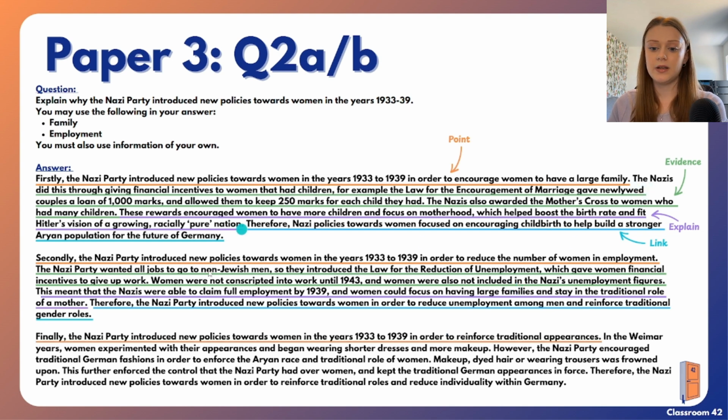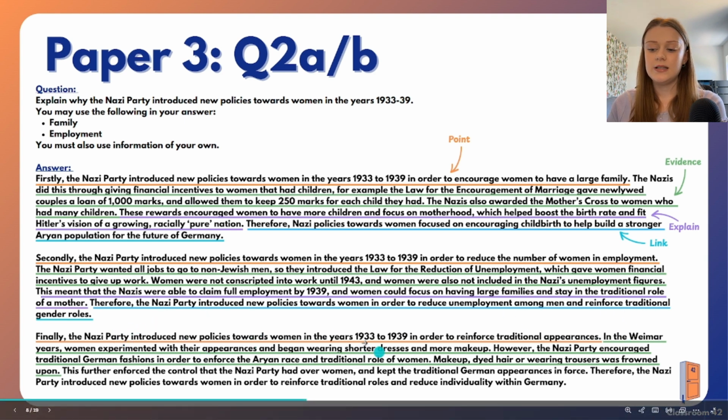And then finally, we're giving our last point, which is about reinforcing traditional appearances. We're going to bring in our evidence. So we're talking about how in the Weimar years, women experimented with their appearances, wore shorter dresses and more makeup. However, the Nazi Party encouraged traditional German fashions to enforce the Aryan race and traditional role of women. Makeup, dyed hair, or wearing trousers was frowned upon.